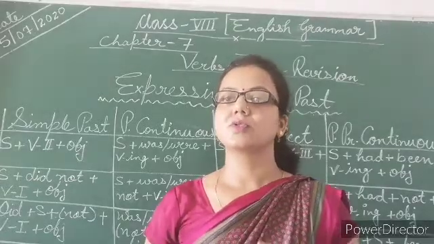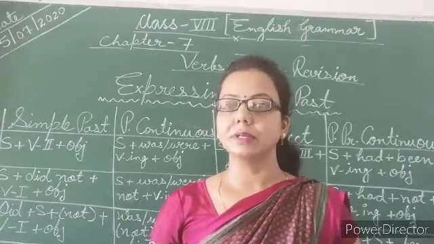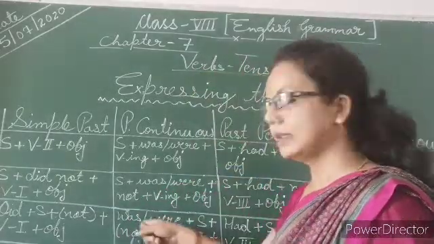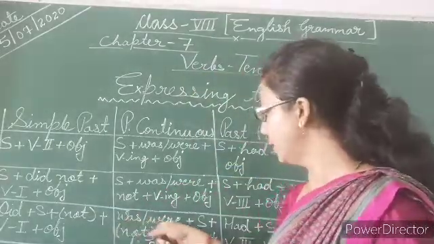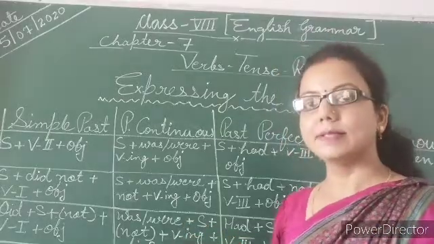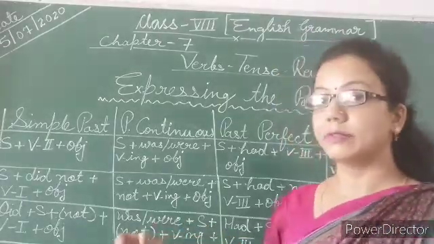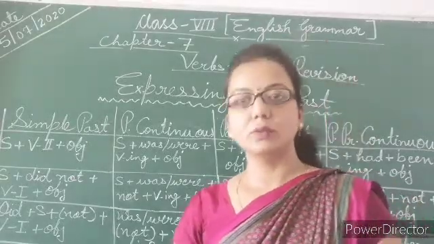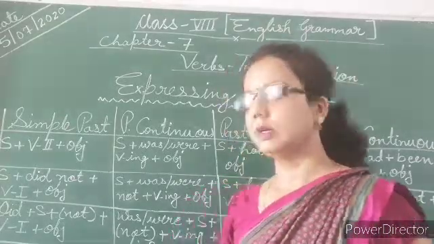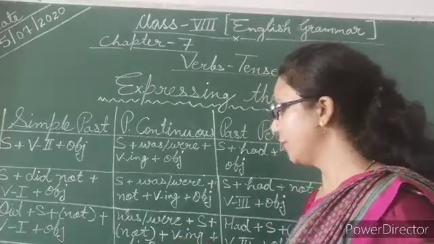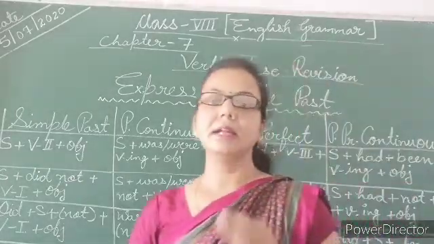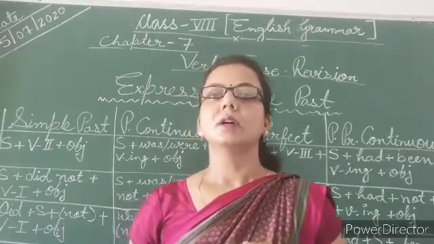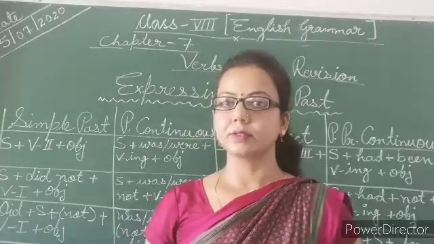Now just change it into interrogative form. The structure of interrogative is was, according to the subject, plus not. If the given sentence is negative, then you need to use not, otherwise there is no need to put the word not. Plus the verb's ing form plus object, and end this sentence with a question mark.